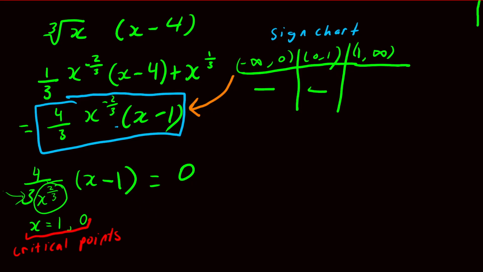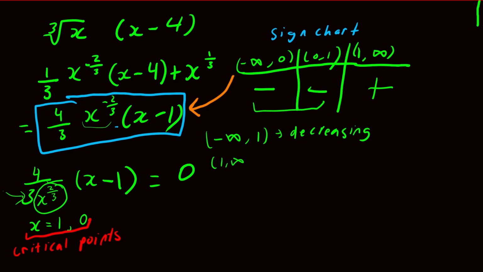Now, let's plug in 100 billion, 1 to infinity. 100 billion minus 1, positive. And like we said, this is always going to be positive. A positive times positive is a positive. Alright, so now what does this mean? So from negative infinity to 1, because they're both negative, we can just say negative infinity to 1, the function is decreasing because the derivative is negative. And then from 1 to infinity, the function is increasing because the derivative is positive, like we said on our sign chart. Now, let's find our local minimums and maximums.